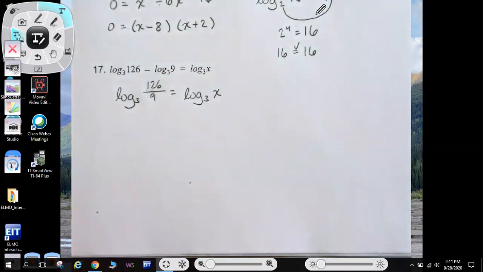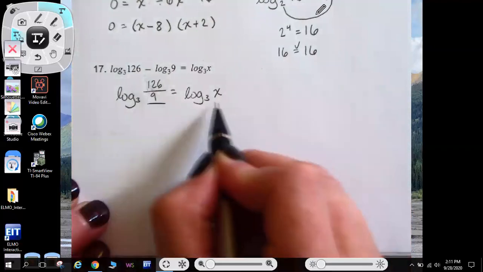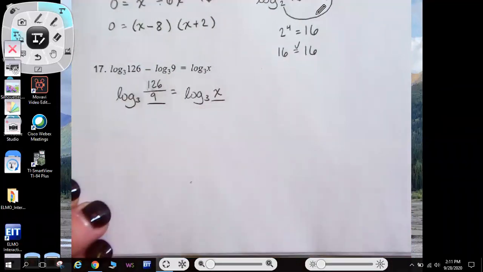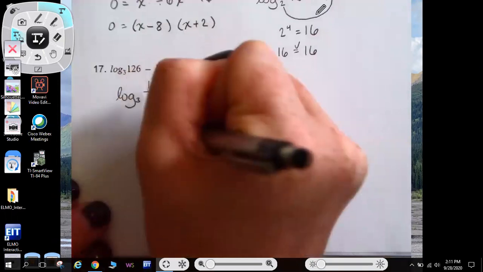Okay, now we have a logarithm on both sides of the equal sign. Both of those logarithms have the same base. So we know that 126 over 9 has to be equal to x. So we're just going to set those equal. 126 over 9 equals x.